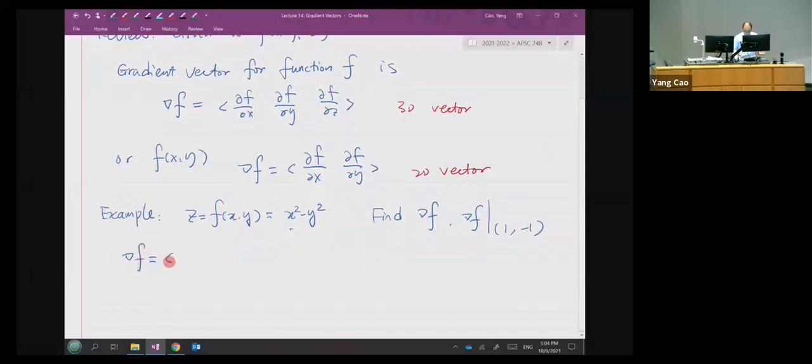So del f, you're taking partial derivatives now. Partial f partial x, partial f partial y. So 2x, -2y is the gradient vector. It's not a constant, because you plug in different x y values, then you get a different vector. So in this case, I'm looking for the vector at the 1, -1 location. So x equal to 1, y equal to -1. You plug into this vector, you get 2, and -1 plugged into the y, now you get another 2. So you got 2, 2 as this gradient vector.